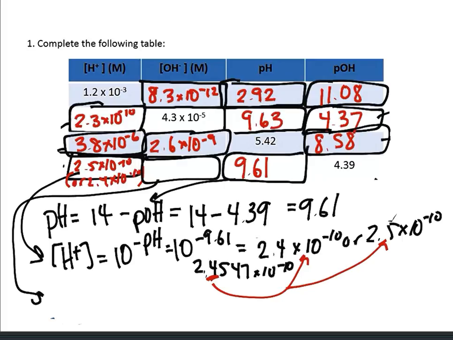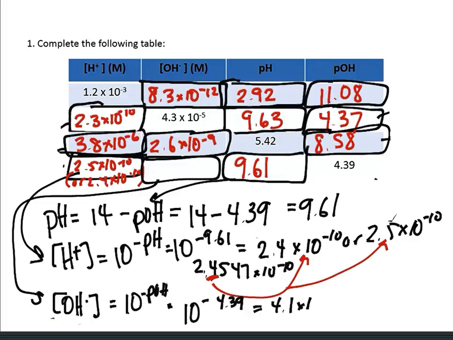The last calculation here is hydroxide ion concentration. You can either do 10 to the negative pOH, 10 to the negative 4.39, which gives me 4.1 times 10 to the minus 5. Or I could have calculated it from the hydrogen ion concentration. It would be Kw divided by this 2.4547 times 10 to the minus 10 number, which should still give you the same value here, 4.1 times 10 to the minus 5 molar.